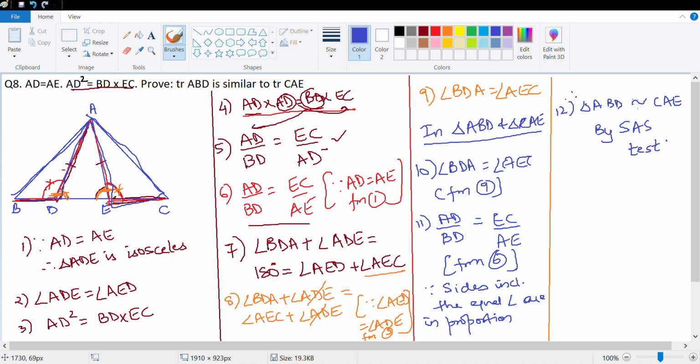Done. Interesting question again, because we had to replace AD with AE. First we needed to realize that this angle is equal, then we had to get these two angles equal, and then we had to replace this to get the sides in the correct proportion. Perfect. Let's look at the next question.